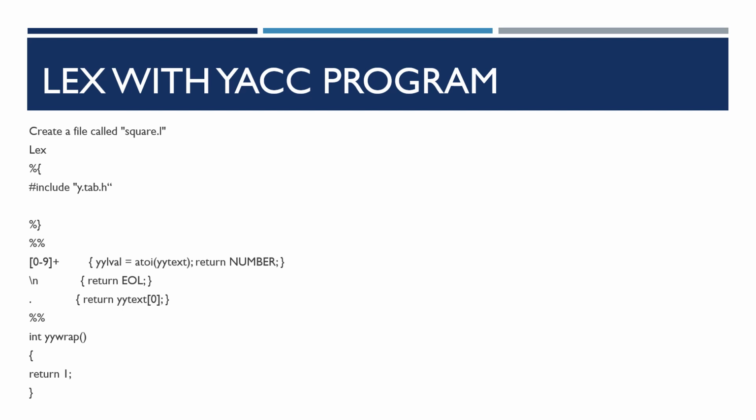So finally we have come to the Lex with Yacc program. First of all, we'll create a file called square.l. You can give any name, but I'm giving square here. And .l represents that it is a Lex program. And these are delimiters, which have two percentage signs.